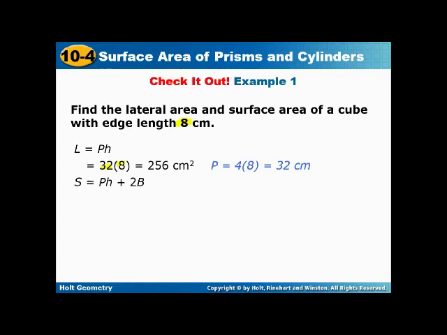And also, if you want to find the surface area, apply the same formula, the lateral area, which we found here, 256, plus the 2 base areas. 2 base areas is equal to 2 times 8 times 8, since the area of the square is side length squared.